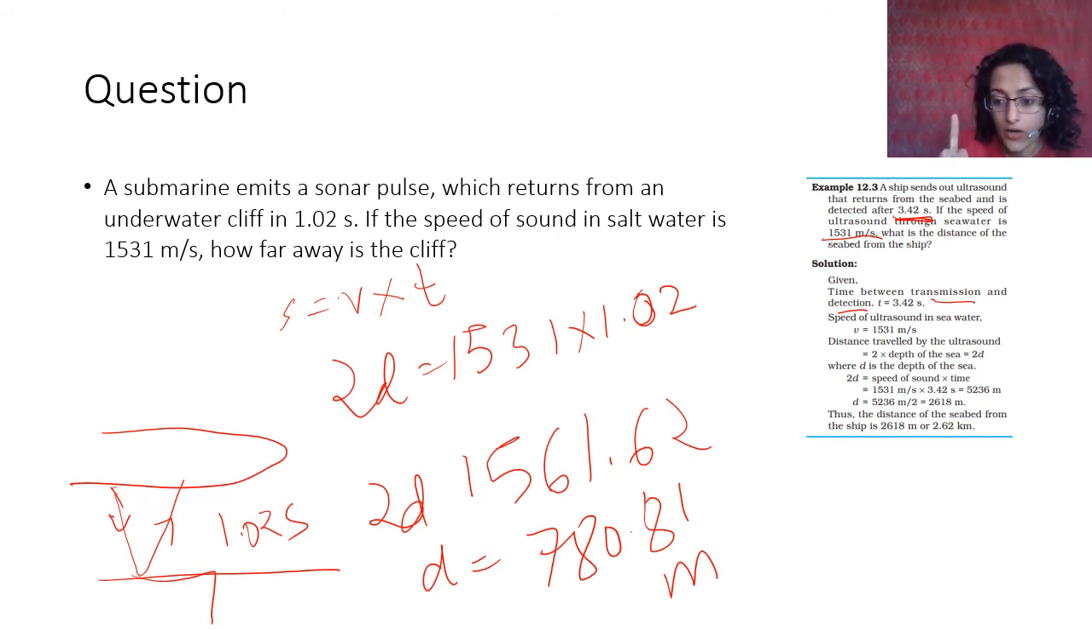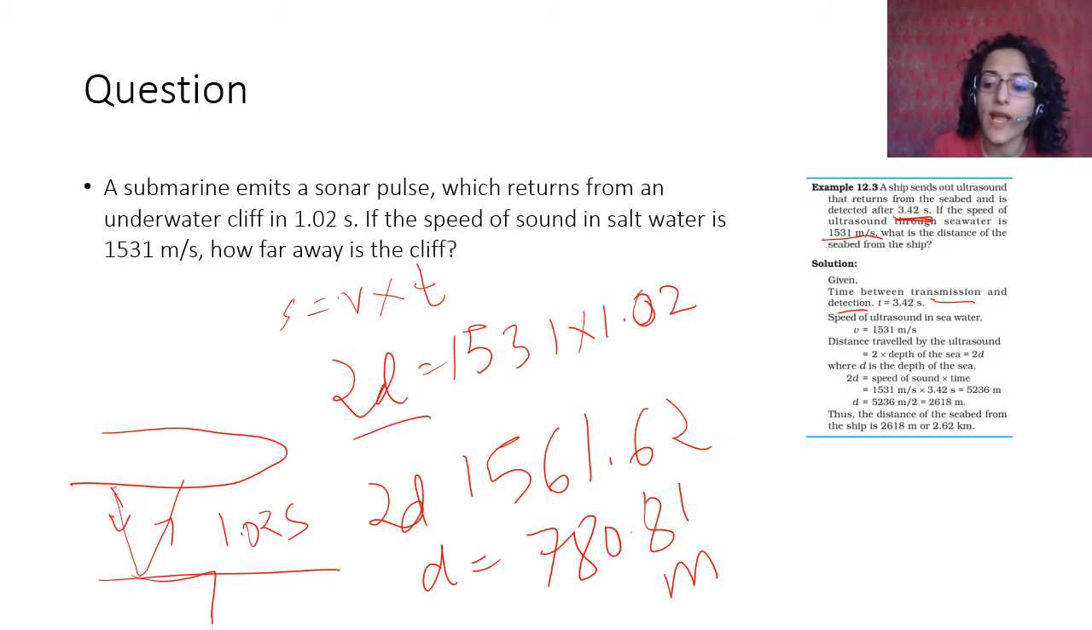So 2d. Or you can also divide the time. Since it is transmitting and detecting in this time, it will take half the time to go there. So instead of 3.42 seconds, it will be 1.71 seconds. You can also do that, that is also allowed. But this is the normal formula, so don't complicate it too much.